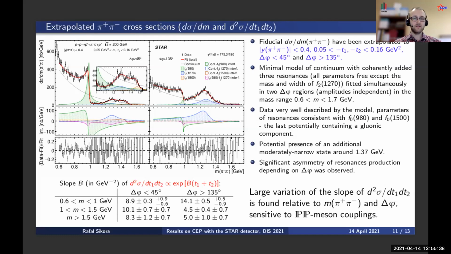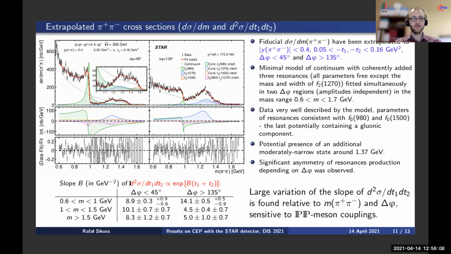With the last one being enhanced in the region of small delta phi, that seems to be in correspondence with the expectation for, say, glueball production, because delta phi close to 0 means a low relative momentum of the 2 pomerons, and it is expected that in such a configuration the glueball production should be enhanced.